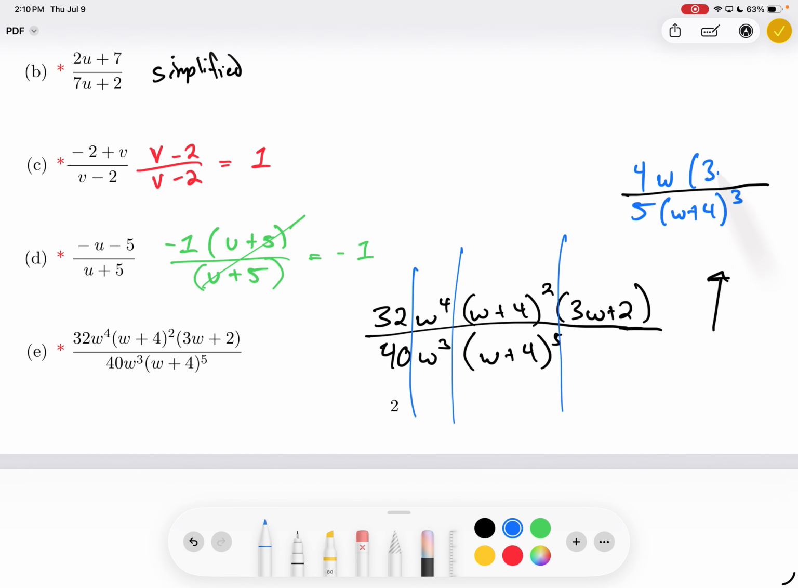And then that 3W plus 2, there's nothing you can cancel out with that. So that is my answer. I've simplified that as much as I can. So you're going to do this like we did way back in Exponent World. You can just go through each one and do the numbers, do the X's, do the Y's, do all the similar ones, and look for anything that cancels out.